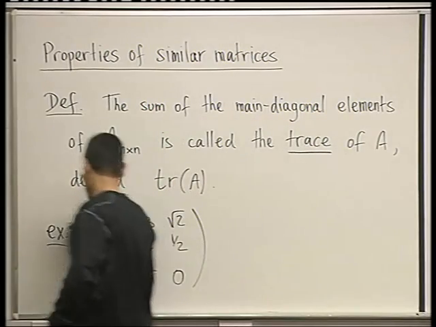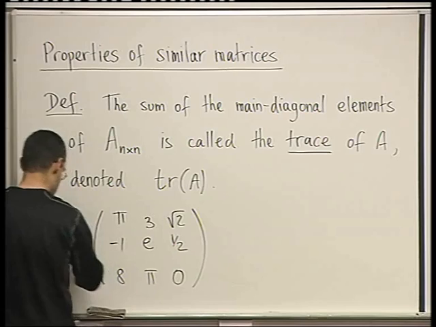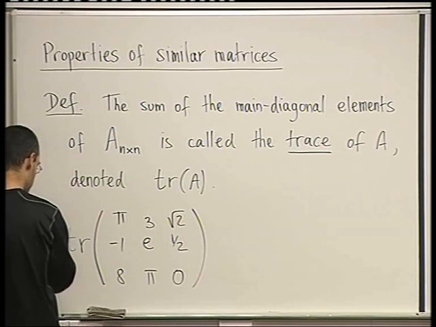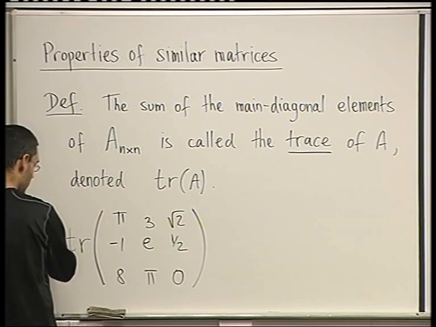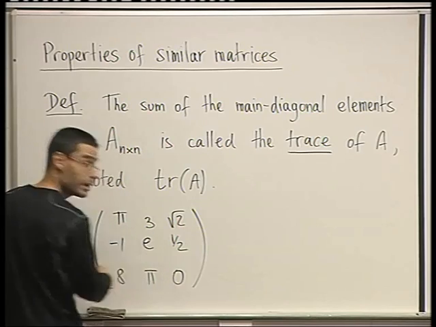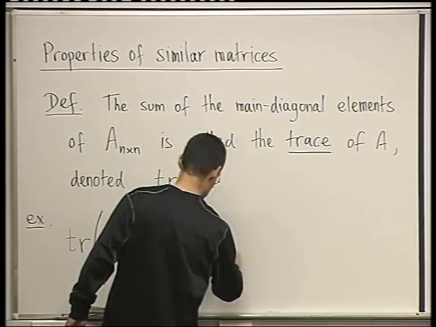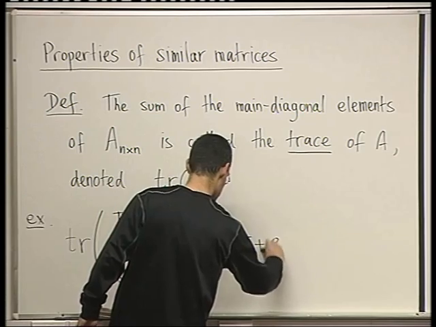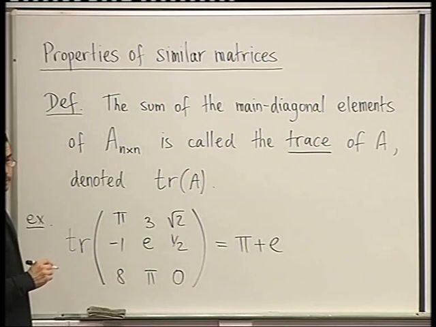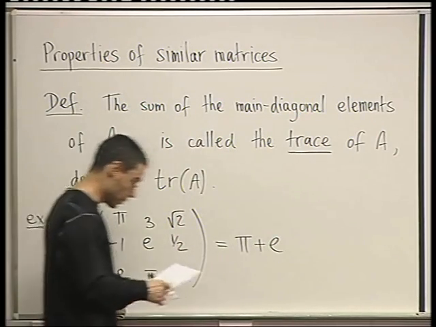Right. Very easy thing to calculate. The trace of this matrix is just the sum of the diagonal elements. So it's just pi plus e. Good? Okay, so that's the notion of a trace.